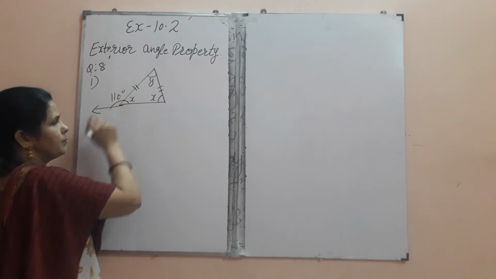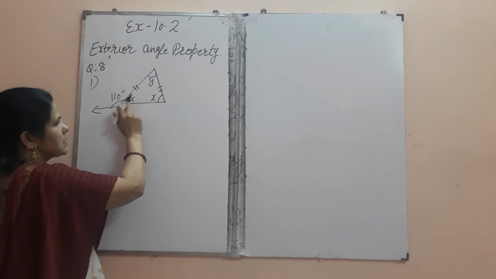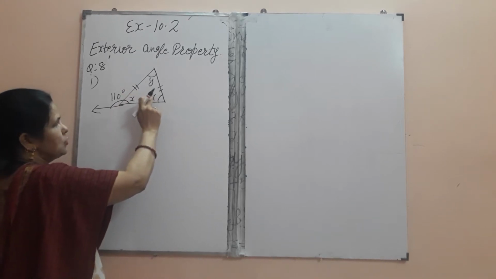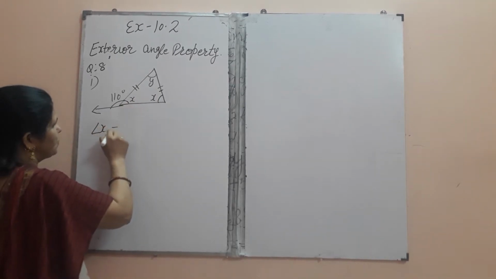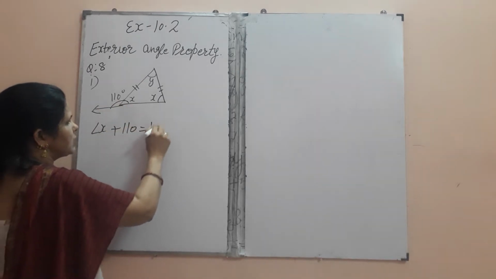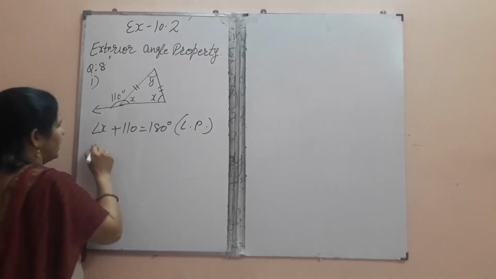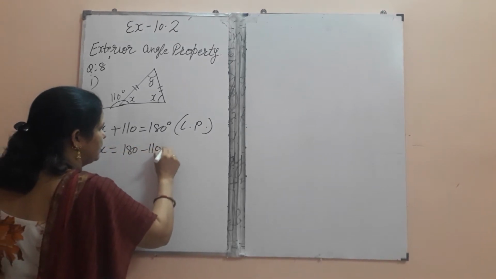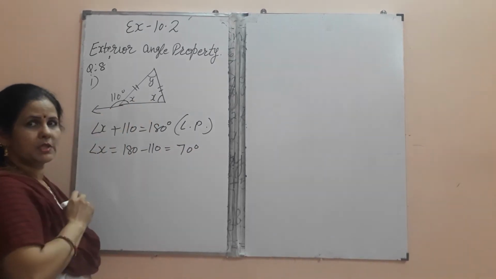So it is x, no? This angle is x, because this is the opposite angle of this side, and the opposite angle of this side is this. So both the angles will also be equal. So this x we can find out. Angle x, this is a linear pair, so angle x plus 110 equals 180°. Linear pair. So angle x equals 180 minus 110 equals 70°. So if this x is 70°, then this x will also be 70°.